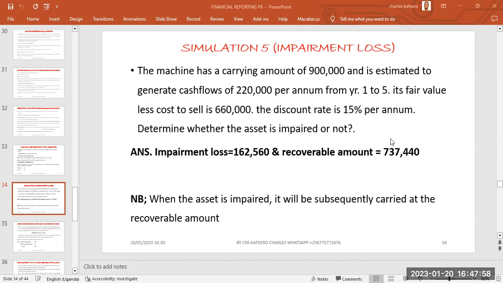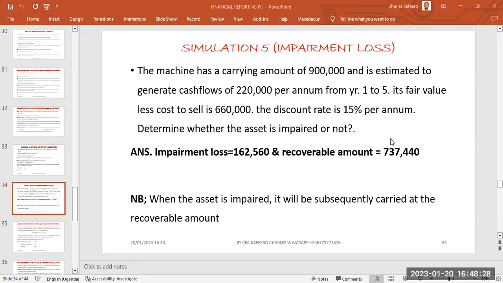So now we are trying to look at the value in the balance sheet. If that value in the balance sheet is higher than what we can recover from the asset, then it means that the asset is now impaired. So that's actually the emphasis I wanted to make. Because if you don't understand some of these key terms, you may not be able to get what we are going to be solving.